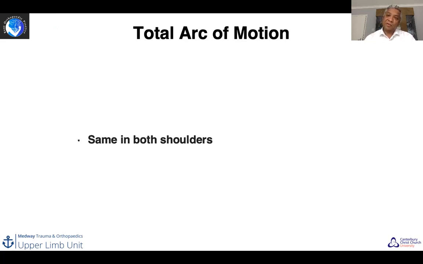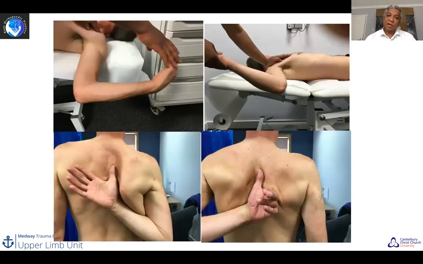So when we talk total arc of motion, they should be the same in both shoulders, and it is measured at 90 degrees of abduction. So this is the same patient seen supine and in standing positions. You can see the external rotation on both sides. This is the left shoulder, this is the right shoulder, more or less similar. The internal rotation, if you see in a standing position, is the same.